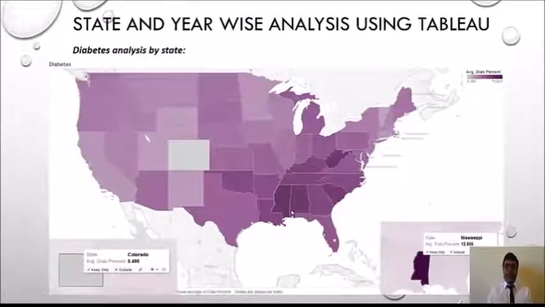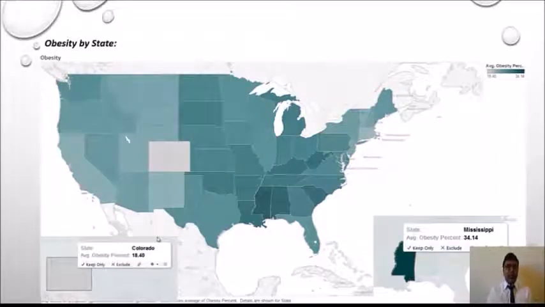Now this is a state and year-wise analysis using Tableau. We see that Mississippi has the highest percentage of people who are diagnosed with diabetes, and at the minimum, we see that Colorado has the least number of people diagnosed with diabetes at the county level. Now this is obesity percentage distribution across the United States, given state-wise. Again, Mississippi is leading in this statistic, and Colorado has the minimum.